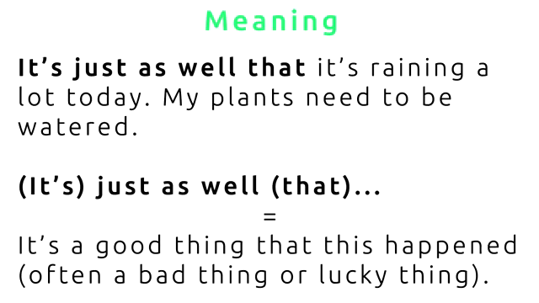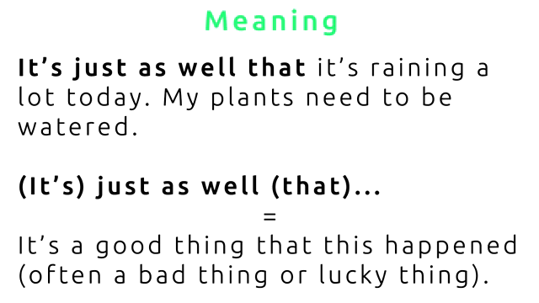First of all, let's have a look at the meaning of this English pattern. Look at this example. It's just as well that it's raining a lot today. My plants need to be watered. So what does the pattern "it's just as well that" mean? It means it's a good thing that this happened. And this thing is often a bad thing or a lucky thing.